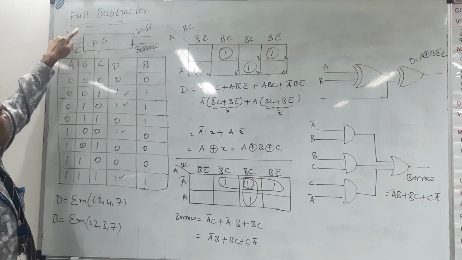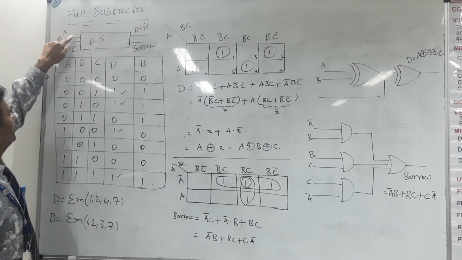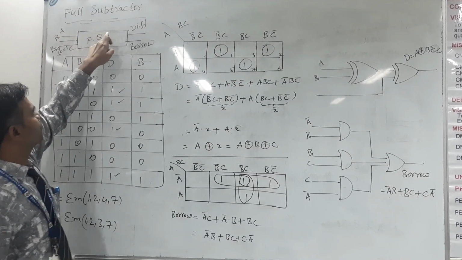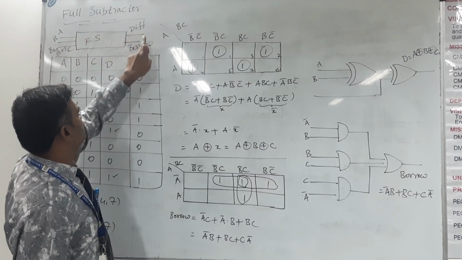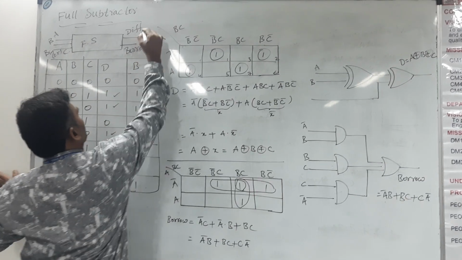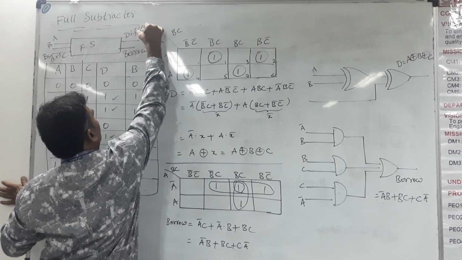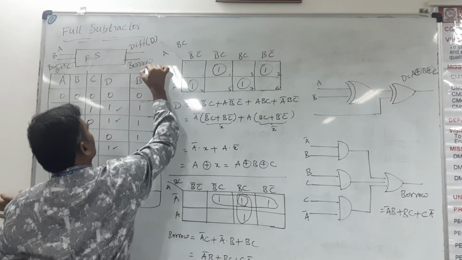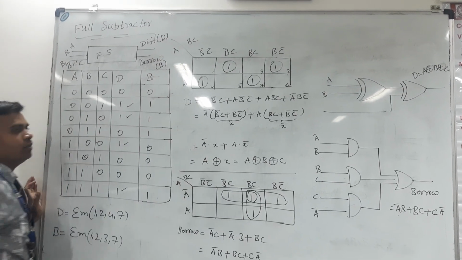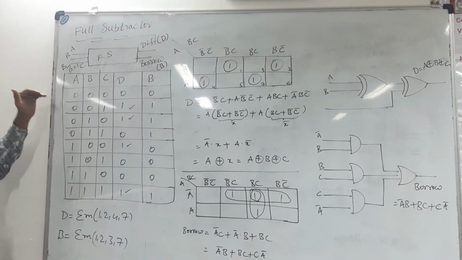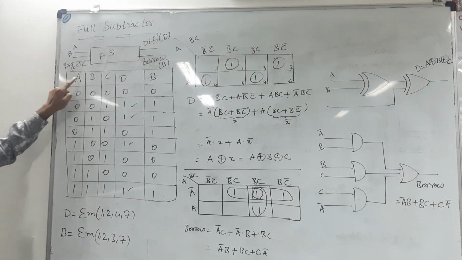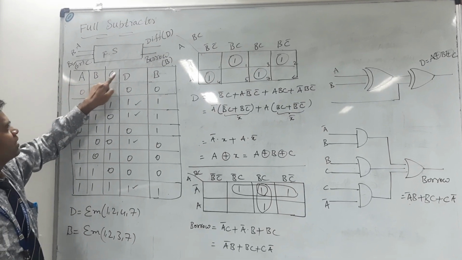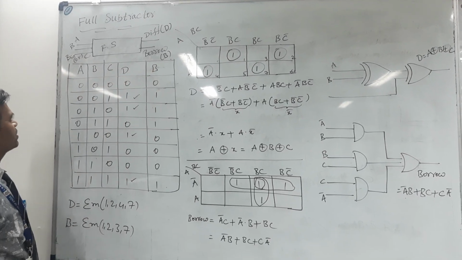The full subtractor inputs are A, B, C, and the outputs of the full subtractor are the difference and the borrow. For easy access, I am representing the difference as D and the borrow as B. And this is the truth table for the full subtractor, where these three are the inputs and these two are the outputs.